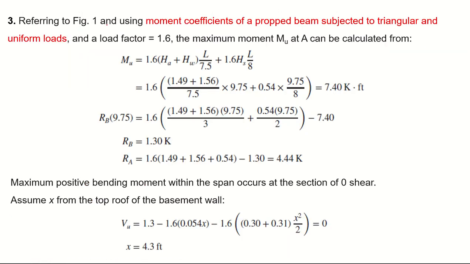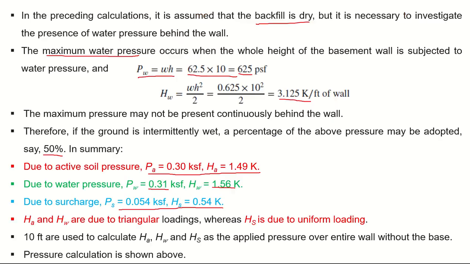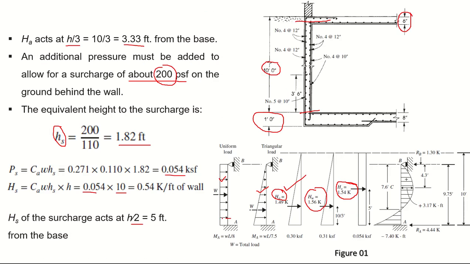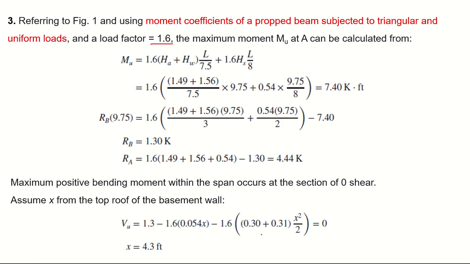Now referring to figure 1 and using moment coefficients of a propped beam subjected to triangular and uniform loads and a load factor of 1.6, as we already discussed in the design of the cantilever retaining wall that we will use a load factor of 1.6. The maximum moment Mu at A can be calculated from, please keep in mind that A is this fixed point, okay, and for the UDL the value of MA is equal to WL by 8, and for triangular loading this is WL by 7.5, right?